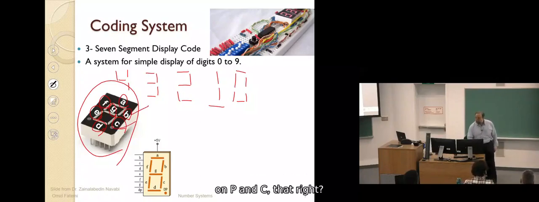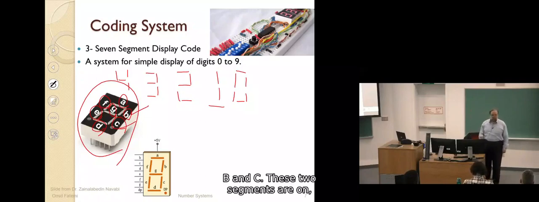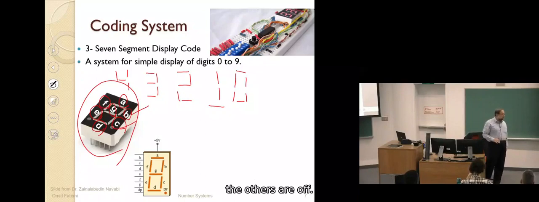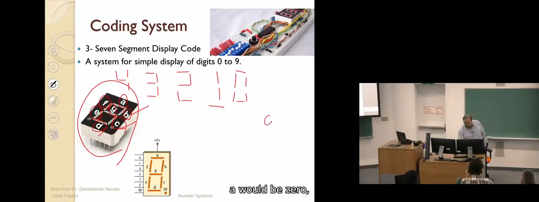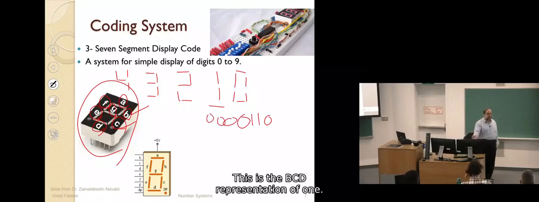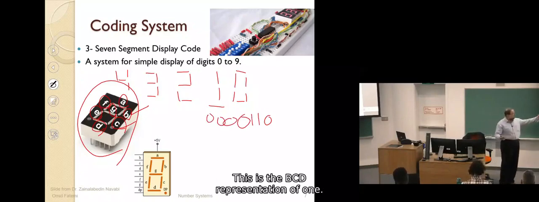B and C. Is that right? B and C. These 2 segments are on, the others are off. So if I want to represent it with 7 segment representation, A would be 0, B would be 1, C would be 1, and the rest would be 0. 1, 2, 3, 4, 5, 6, 7. This is the BCD representation of 1.